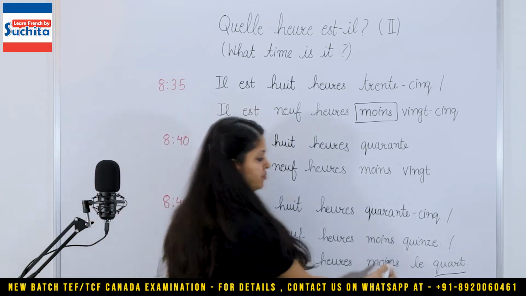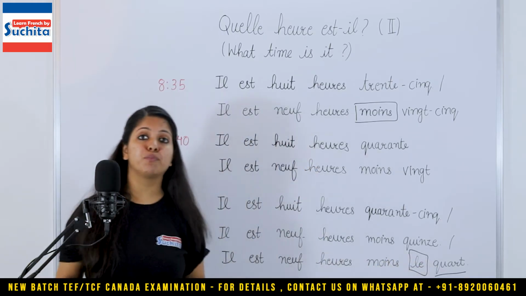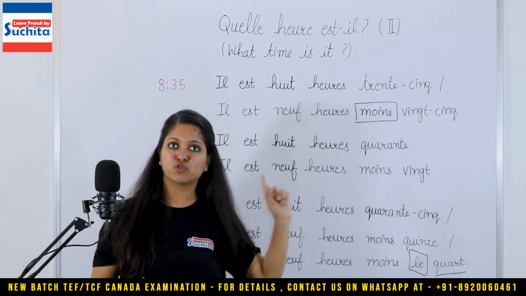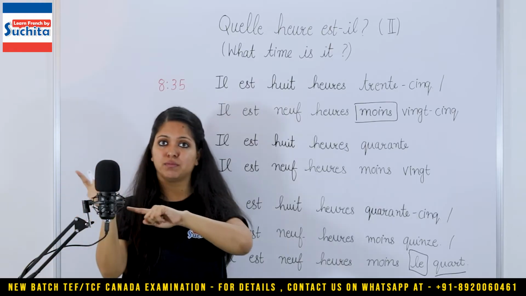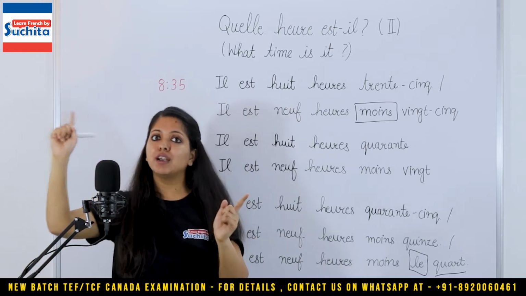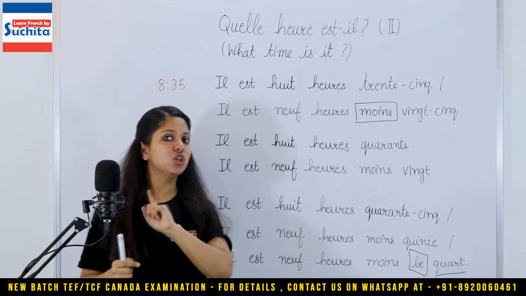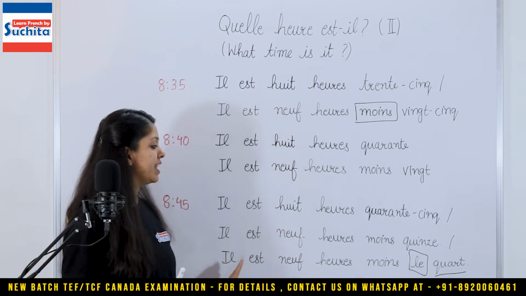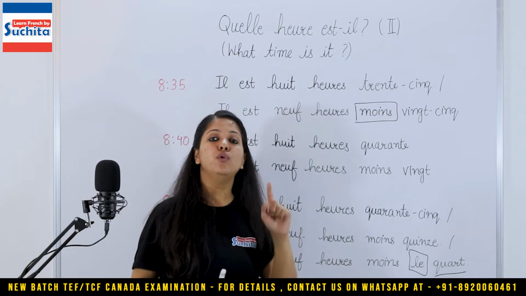Now here, le is important. You don't say a like you used to say in 8:15, because there you were adding. It is 8 o'clock and quarter. Now here you are subtracting. You will not say a. You will say il est 9 heures moins le quart.